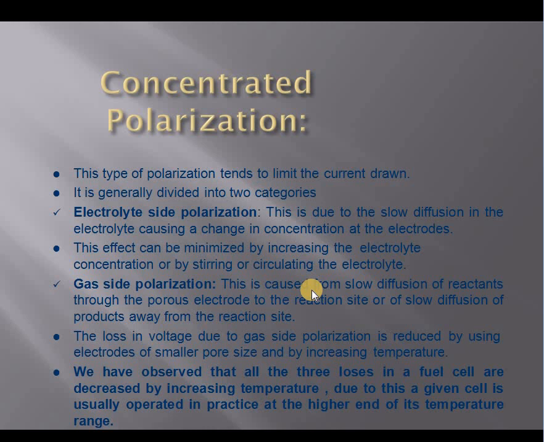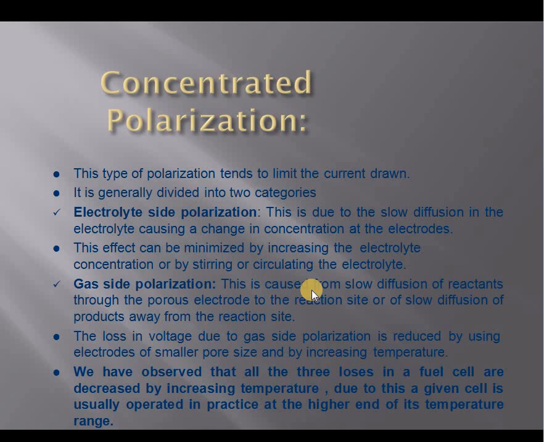Now the third one is concentration polarization. Concentration polarization is divided into two: electrolyte side polarization and gas side polarization. Electrolyte side polarization is due to the slow diffusion of electrolytes causing a change in the concentration at the electrodes, and the effect can be minimized by increasing the electrolyte concentration and by stirring or circulating the electrolyte.